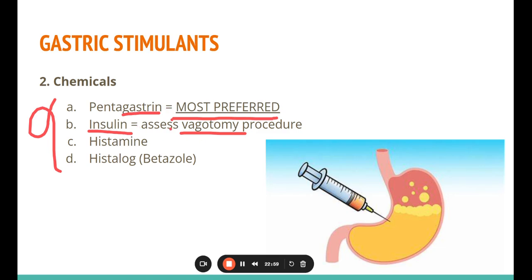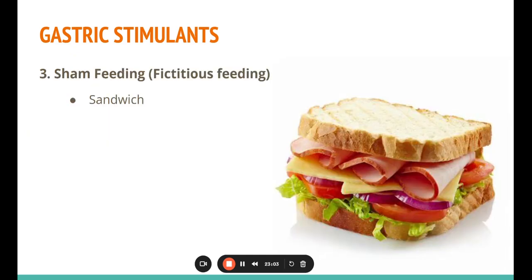Another method to stimulate gastric production is what we call sham feeding. Sham feeding is the last method for gastric acid stimulation. It is also known as fictitious feeding. When we say fictitious, it means false or fake or not true feeding. In this process, the patient will eat a sandwich and chew it thoroughly. After chewing, the patient will spit it out.